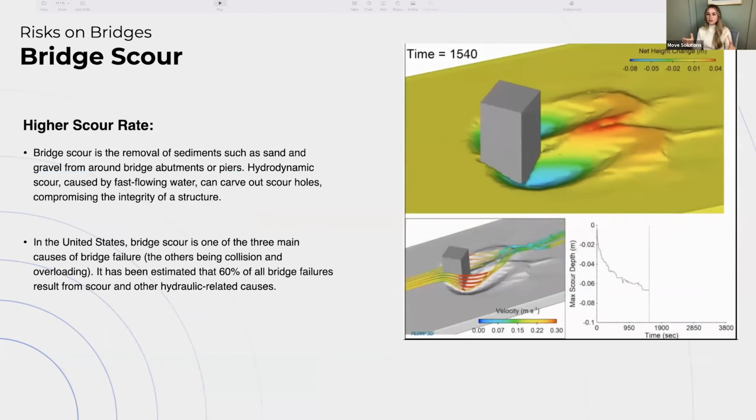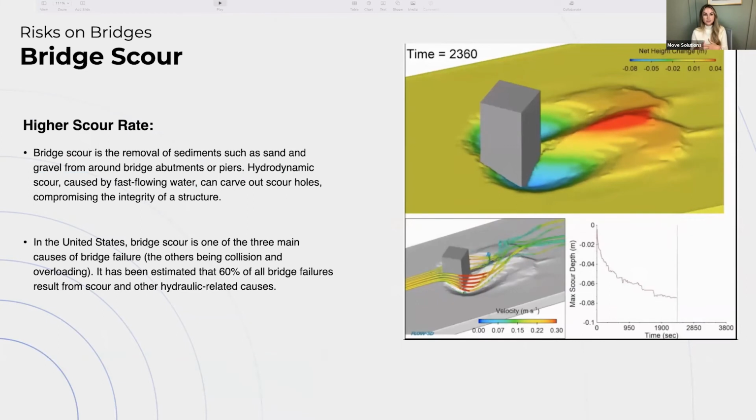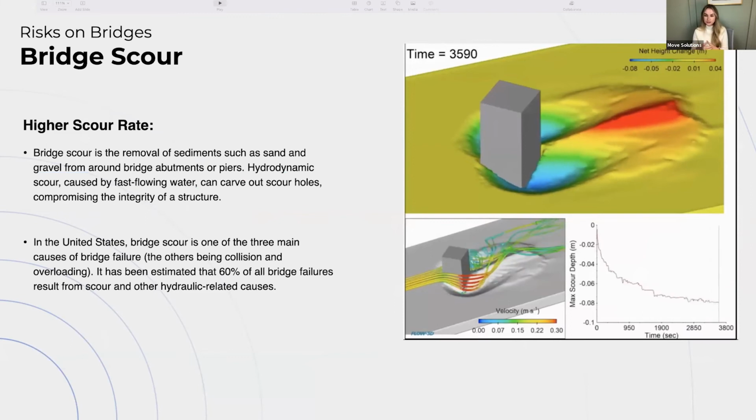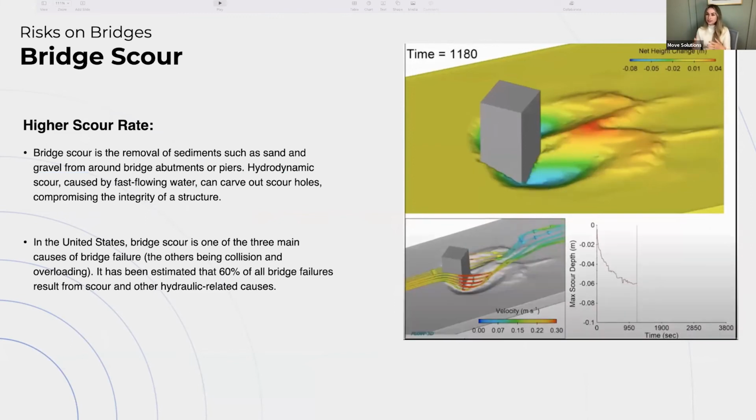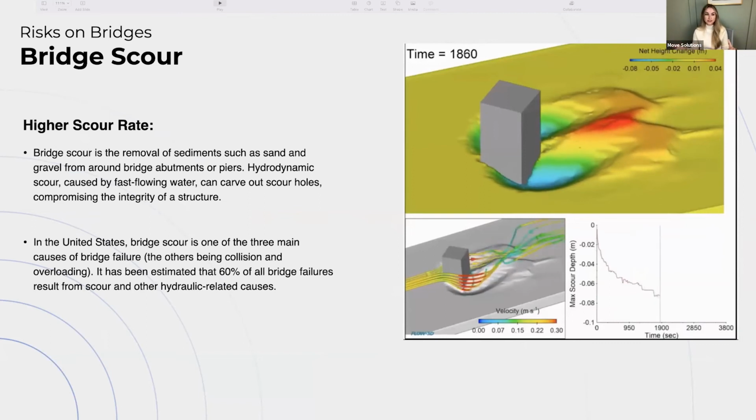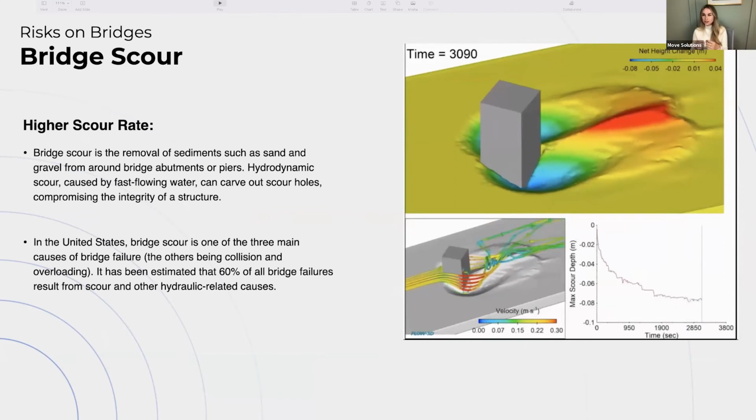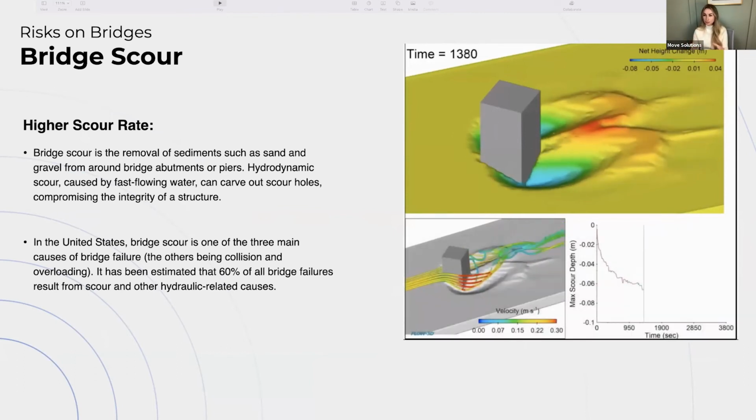So I wanted to have a specific case to talk about today, and we picked bridge scour because I've had many, many meetings with DOTs, with engineering firms, and really globally, this is a huge problem, the problem of bridge scour. So for those of you that don't know, bridge scour is the removal of sediments such as sand and gravel from around the piers or abutments of a bridge.